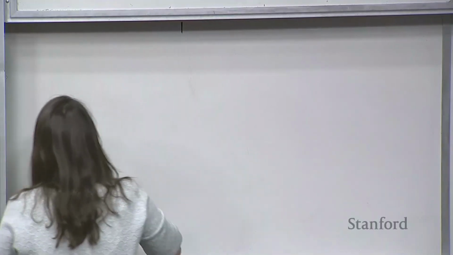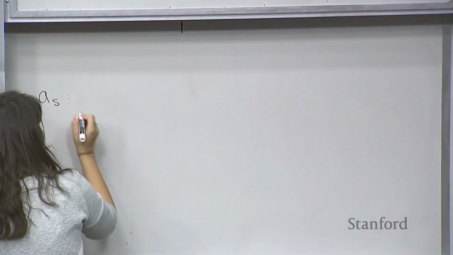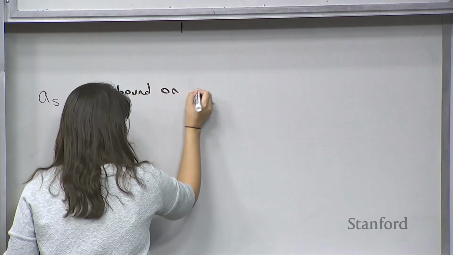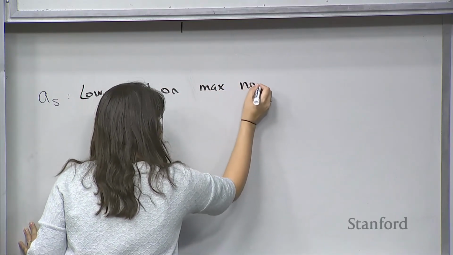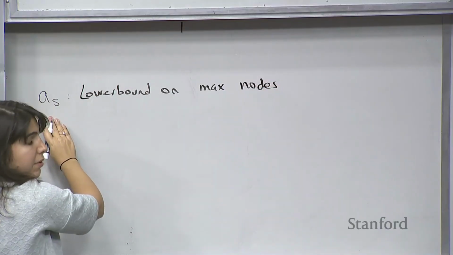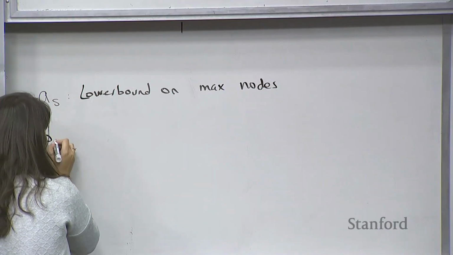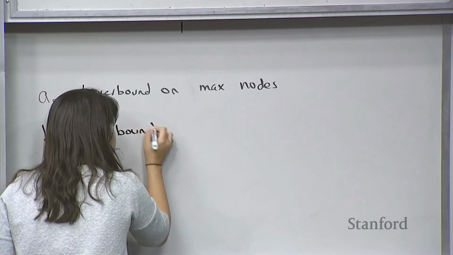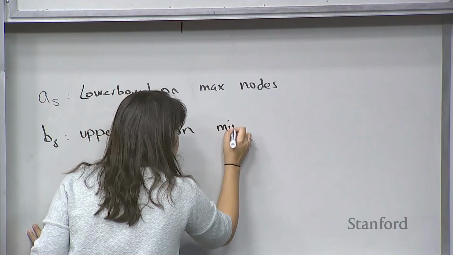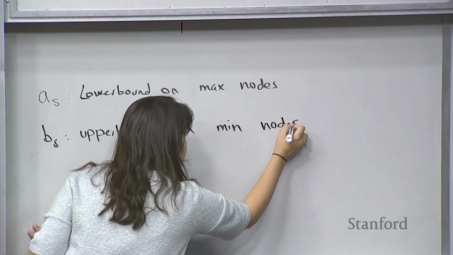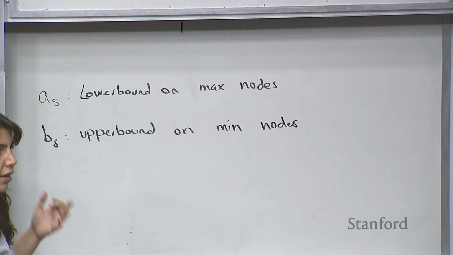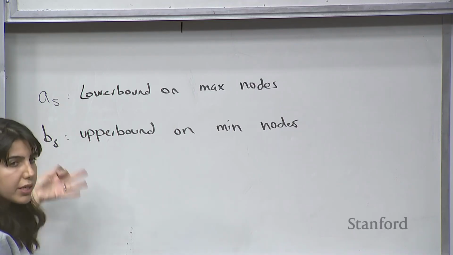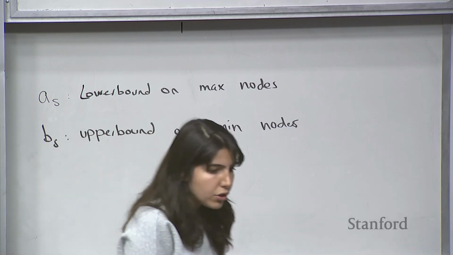So we're going to have AS, which is a lower bound on max nodes. So we're going to keep track of that. We are also going to keep track of BS, which is an upper bound on min nodes. Okay? And then if they don't have any intervals, we just drop that subtree. If they have intervals, we just keep updating AS and BS. Okay? So here's an example.